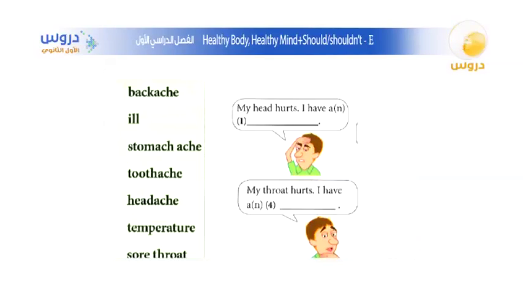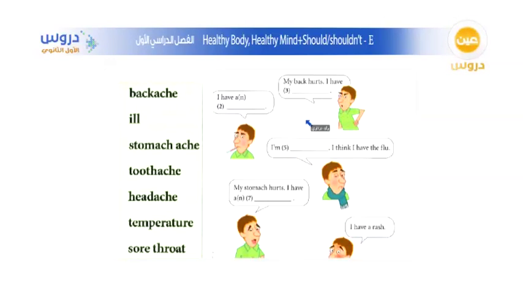Let's take the other bubbles. Sore throat, Miss Sarah is saying. All right, we will know the answers after we've finished the bubbles, okay? Number 3, we've got my back hurts. I have. What does he have? I have ill, Miss Sarah. I have backache. Mr. Ahmed. Backache. All right. Let's take this bubble here. I have. You mean ill? I have what? I have ill. That's your answer, Mr. Ahmed.